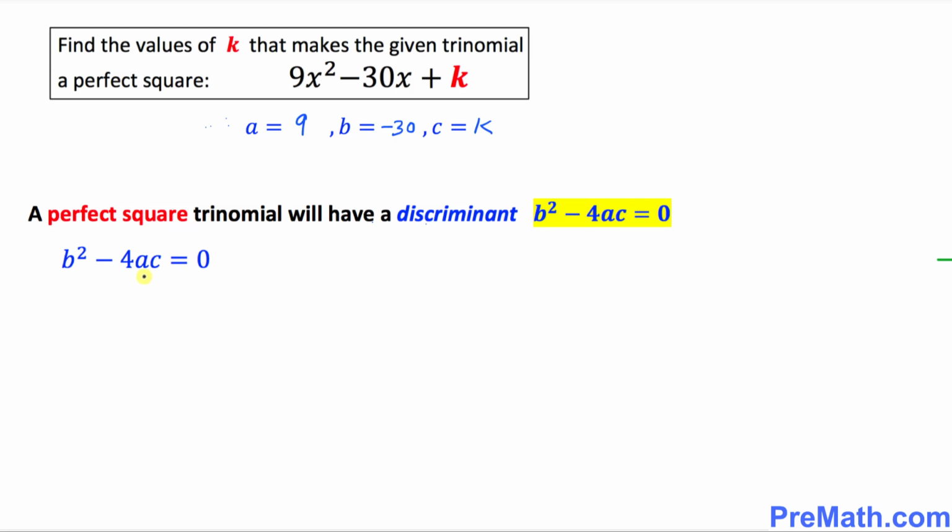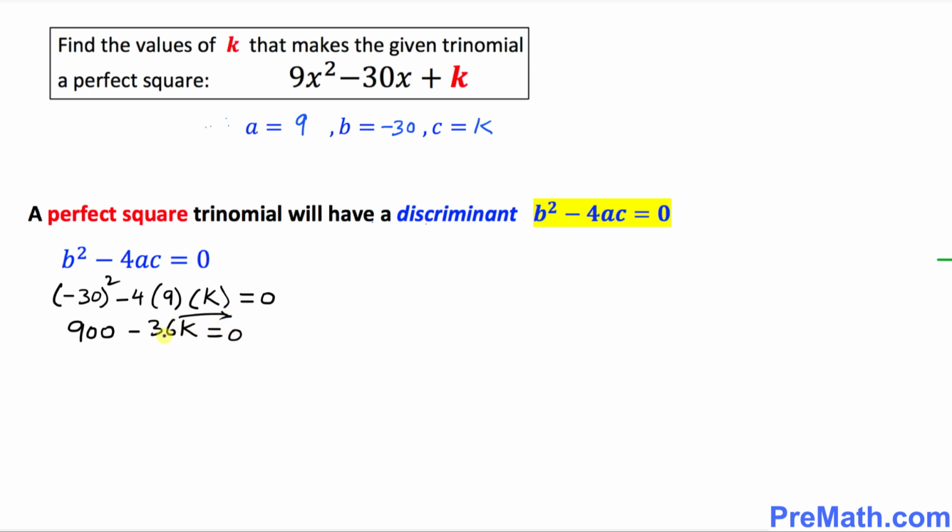Now we are going to calculate b squared minus 4ac, and we know that our b is negative 30, so we square it, minus 4 times a, which is 9, and c is k, equal to 0. Let's simplify this. Negative 30 squared is the same as 900, minus 36k equal to 0.